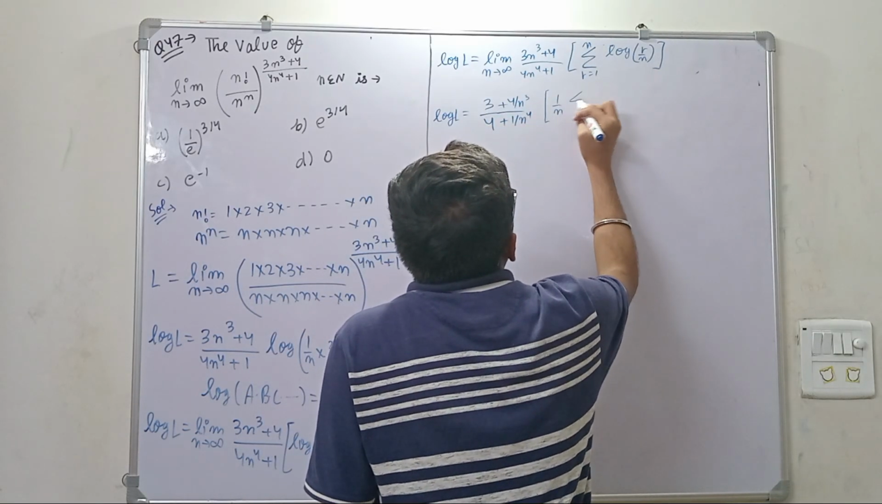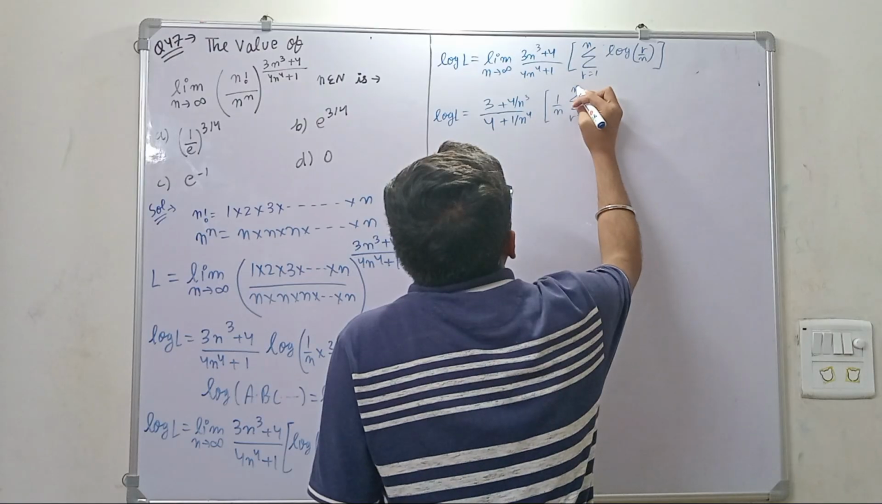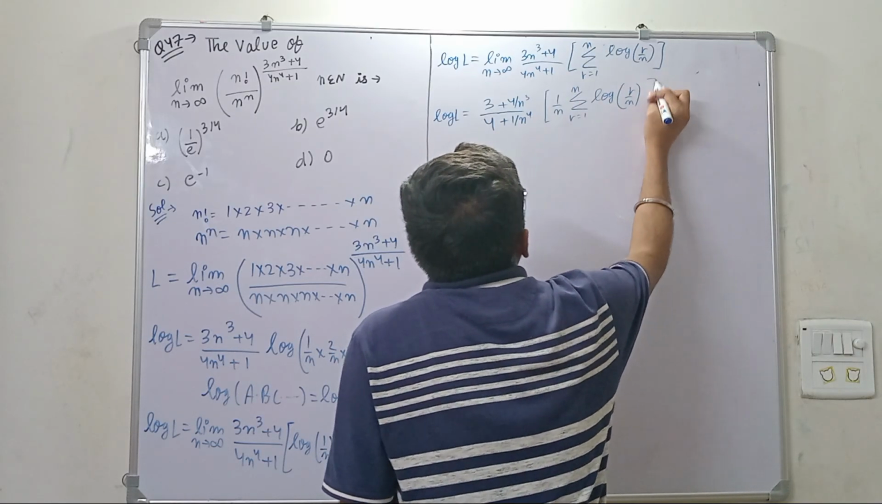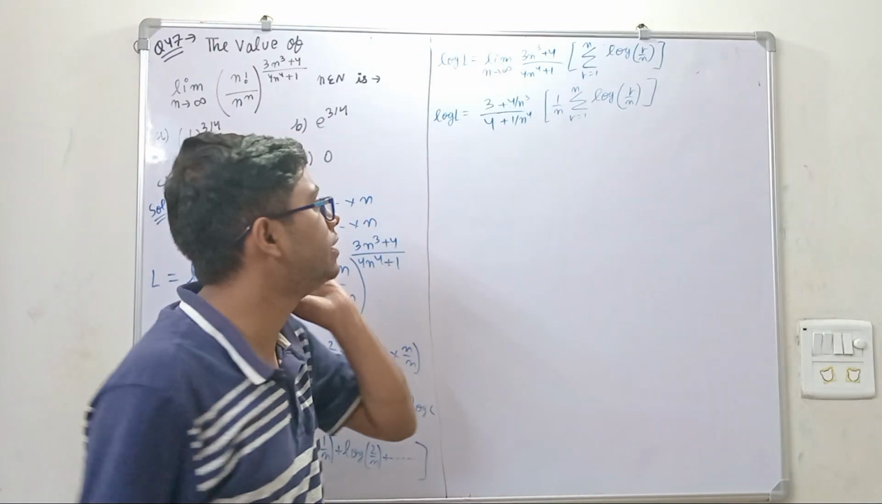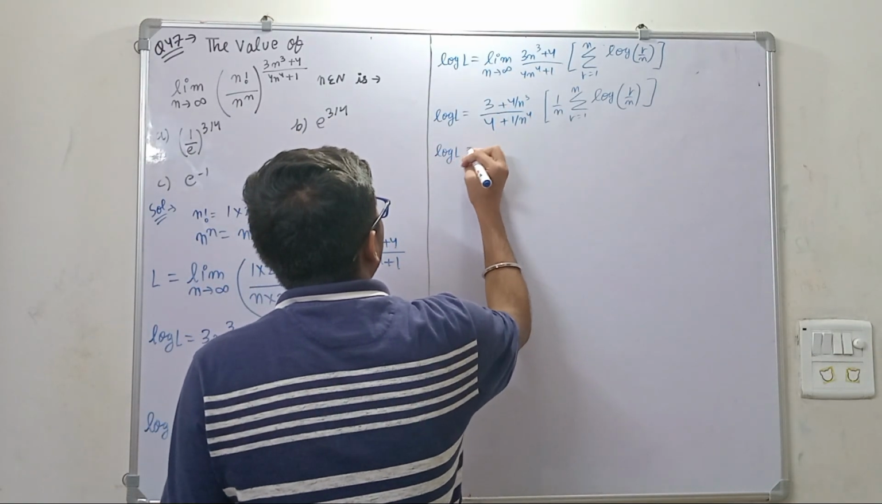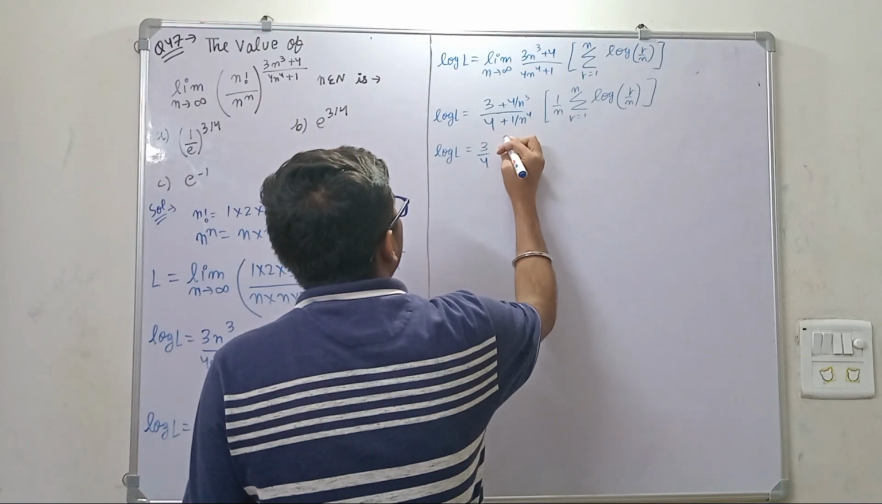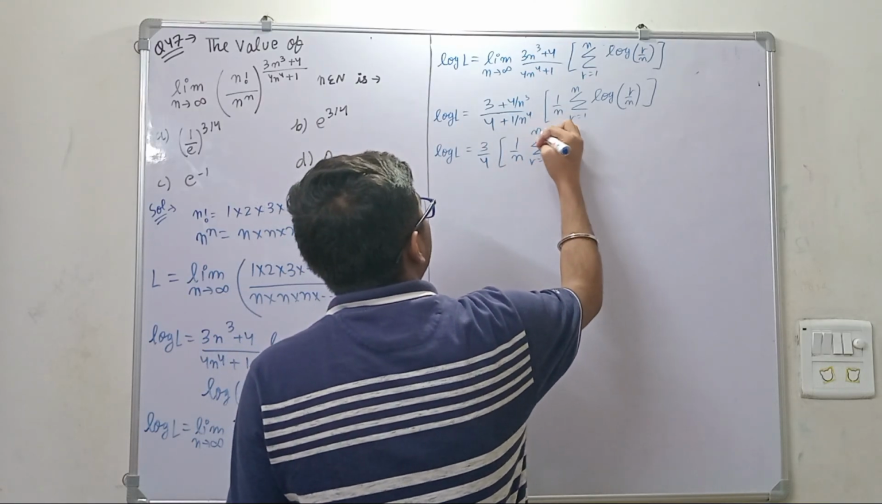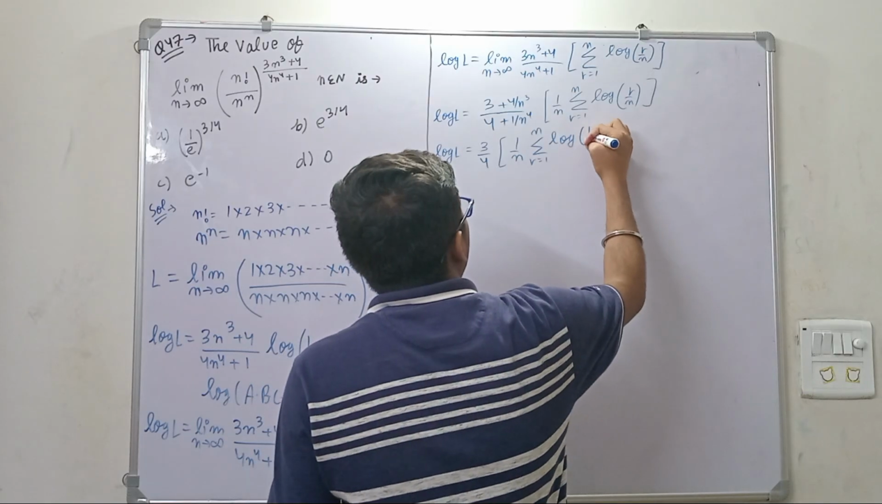You can take 1 by n here, summation r from 1 to n log r by n. Why I have taken 1 by n inside it, I will tell you. Okay, now put n as infinity, so log L will be 3 by 4 times limit of 1 by n summation r equal to 1 to n log r by n.